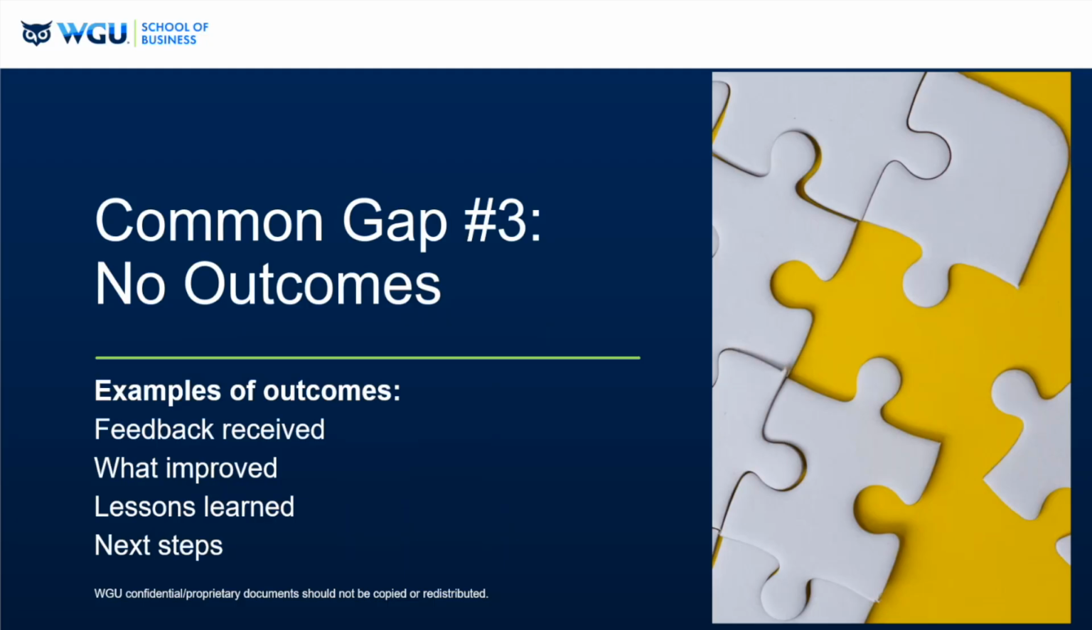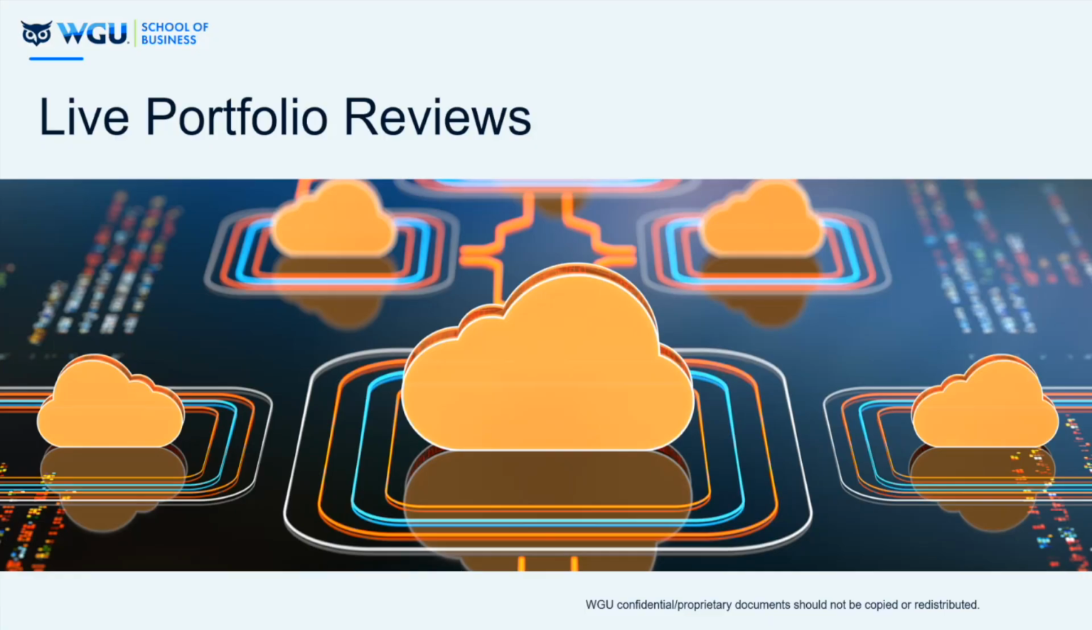Common gap number 3 is no outcomes. Examples of outcomes could be feedback received. If you don't have metrics, some qualitative feedback will work in this case. What improved? What lessons did you learn? And then what are your next steps? So even if your results weren't perfect, recruiters really value that reflection. So if you can show that learning occurred, it shows that you have some professional maturity as you work through this.